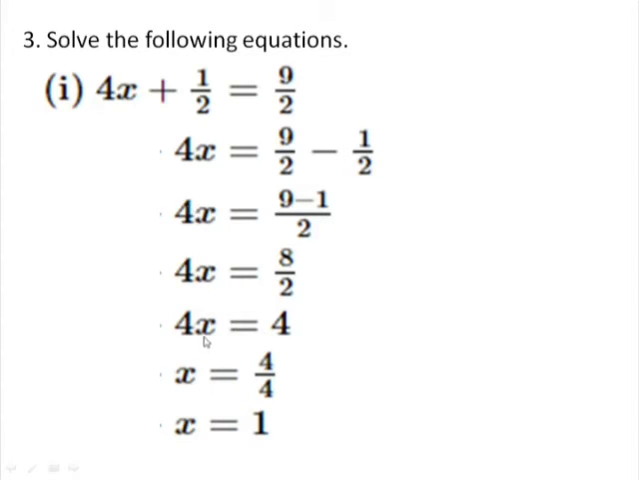Now as you have to find the value of x, we will divide both the sides by 4. Or here 4 is in multiplication, on the other side of equal to it will come in division. So you will get here x is equal to 4 upon 4, that is 1. That is, when you divide any number by itself, the answer is 1. Hence solution of the equation 4x plus 1 upon 2 is equal to 9 upon 2 is 1. X is equal to 1.